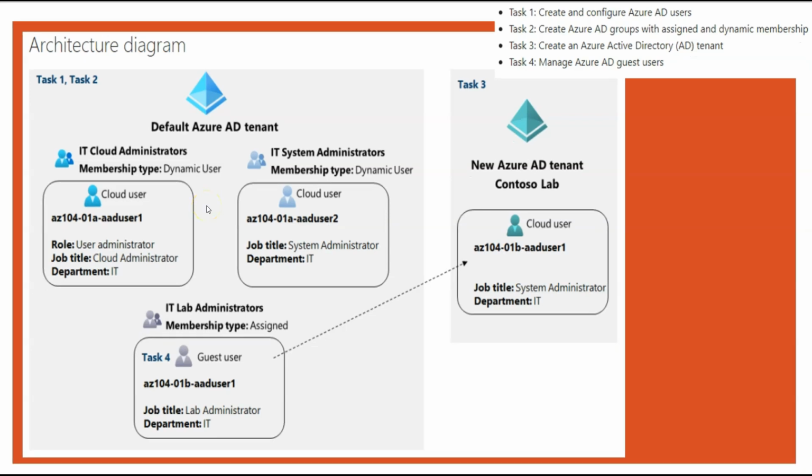So as you see in the below architectural diagram, we will be creating two users, which is AAD user 1 and AAD user 2, and we will also assign a dynamic membership type to those users. And then we will also be creating another tenant which is named here as Contoso Lab, and we will create a user there, 01B AAD user 1. We will see how we can manage the Azure AD guest users in our default Azure AD tenant. Alright. So let's see the demo now.